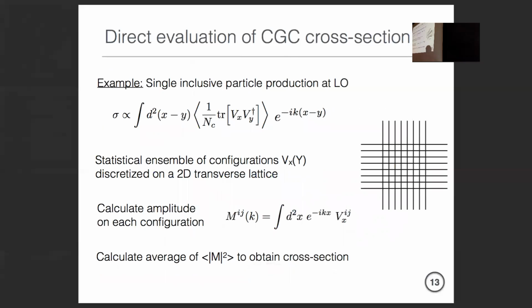So how do we do this? We have a statistical ensemble of Wilson lines discretized on a spatial lattice. But when we calculate the cross-section, we don't calculate it directly. What we actually do is calculate the scattering amplitude, which is the Fourier transform of a single Wilson line. Then we square it, average it, and calculate the cross-section. In this spirit, the same thing one should do.